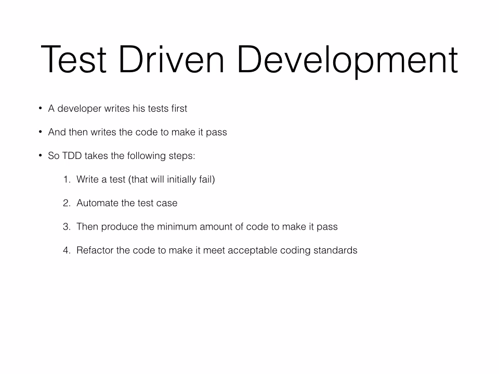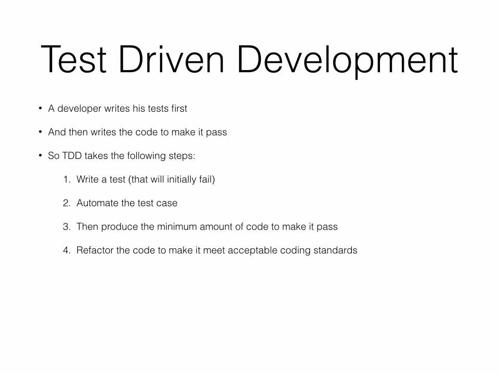So let's take a look at test-driven development and what that means, where this is a particular form of how software engineers engage in testing. And so basically what happens is a developer writes his test first and then writes the code to make it pass. So test-driven development essentially takes the following steps. Write a test that will initially fail because you haven't written anything to make it pass, and then you automate the test case or this test by putting into some automation environment to ensure that the test will actually be run when things are integrated.